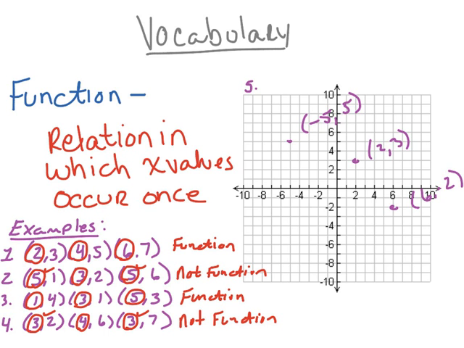So if you look at those x values, we're going to check to see if any of those x values are being repeated. I've got a negative 5, I've got a positive 2, and a positive 6. None of those x values are repeated, therefore we can call this a function. So again, as long as no x's are repeated, we can call the set of ordered pairs a function.